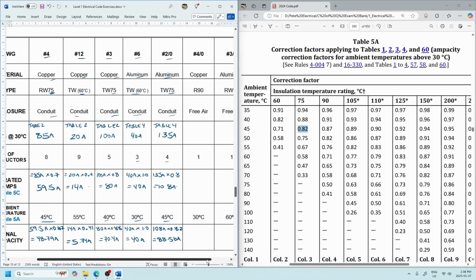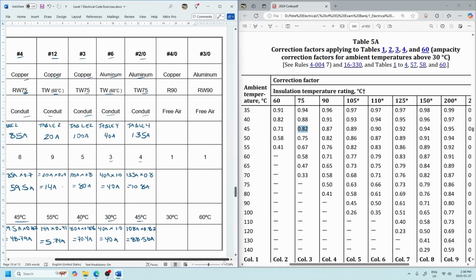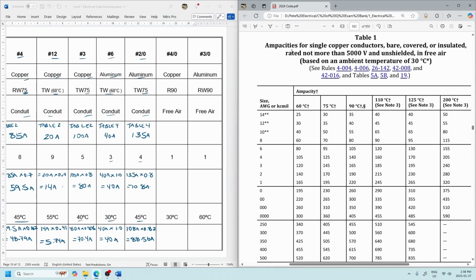Okay, let's take a look at the last 2 here, guys. So we've got free air. We're going to be in different tables here, though, because one is copper and one is aluminum. Let's start off with the first one, copper in free air. So ampacity of single copper conductors run in free air. We're in the 90-degree column there. We're looking at 4 aught. So 4 aught in the 90-degree column is going to give us 405 amps. So we're in table 1.